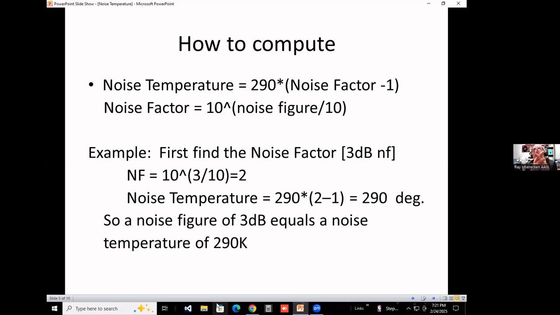Let's consider a 3 dB noise figure. So noise factor is equal to 10 raised to the 3 divided by 10, which turns out to be 2. So an increase of 3 dB is a factor of 2, and you often hear that, or a decrease of minus 3 dB is a factor of 1/2. That's where that comes from. The noise temperature is 290 degrees times the noise factor minus 1, which in this case, at a 3 dB noise figure, turns out to be 290 degrees, our reference temperature.